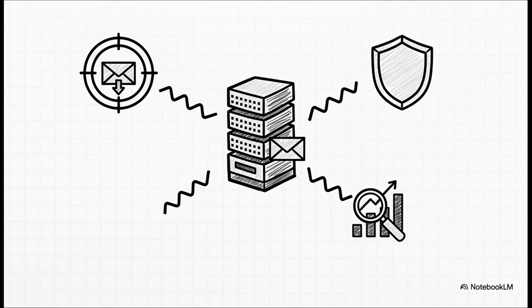And you might be asking, why not just use my Gmail account? Well, using an ESP gives you basically 3 superpowers. First, deliverability, which makes sure your emails actually land in the inbox, not the spam folder. Second, compliance, so you don't accidentally break complex anti-spam laws. And third, advanced analytics, so you can see exactly what's working and what isn't.